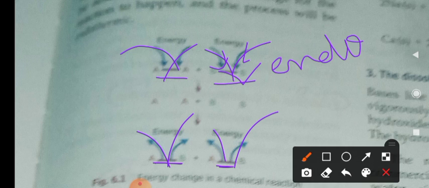Okay children, to break the bond between A and A, some energy has to be absorbed from the surroundings, and between B and B, some energy has to be absorbed. While forming a new bond between A and B, a surplus, more amount of energy is released. Energy taken in is called endothermic, and energy given out is called exothermic. Did you understand this exothermic and endothermic reaction?